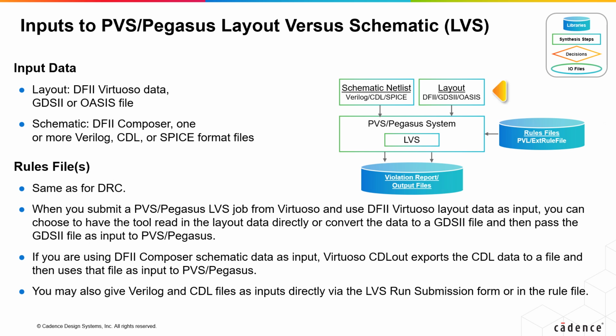When submitting a PVS or Pegasus LVS job from Virtuoso, suppose you are using DF2 Virtuoso layout data as input. In that case, you can either have the tool read the layout data directly or convert it to a GDS2 file, and then use the GDS2 file as input to PVS or Pegasus. Alternatively, if you're using DF2 Composer schematic data as input, Virtuoso CDL out exports the CDL data to a file and then uses that file as input to PVS or Pegasus.